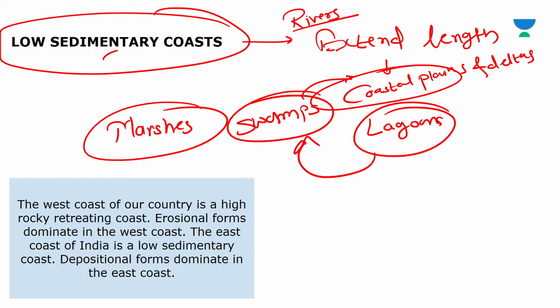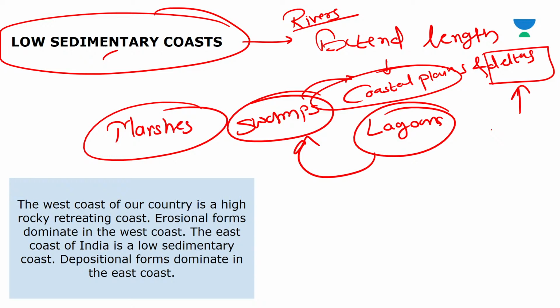So the maintenance of these depositional features depends upon the steady supply of materials. Storm and tsunami waves cause drastic changes irrespective of the supply of sediments. Now dear friends, the large rivers bring lots of sediments which build deltas along low sedimentary coasts.